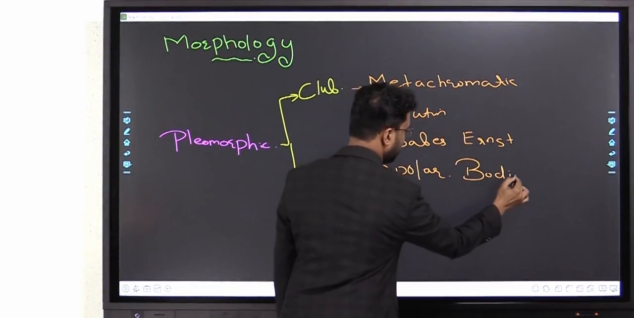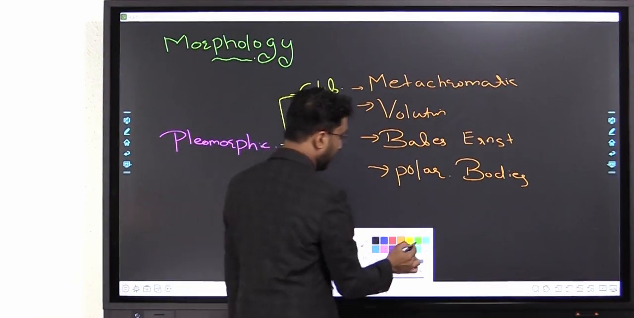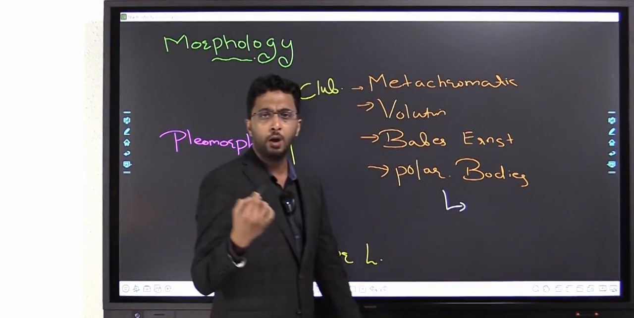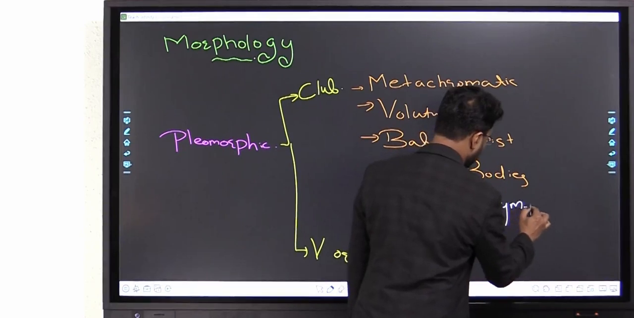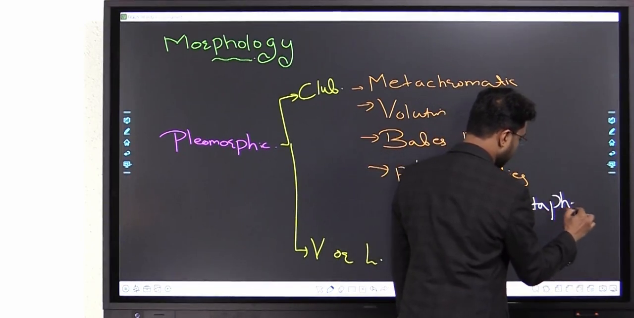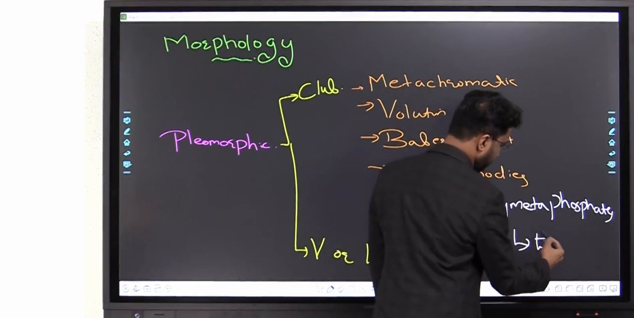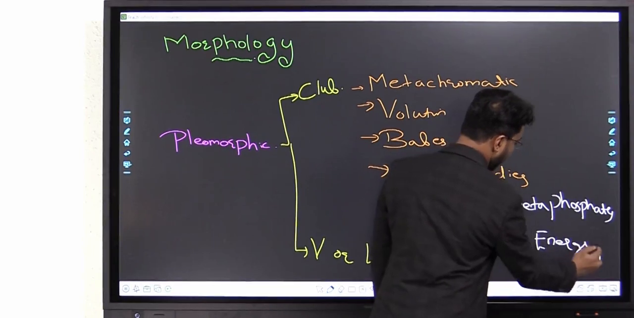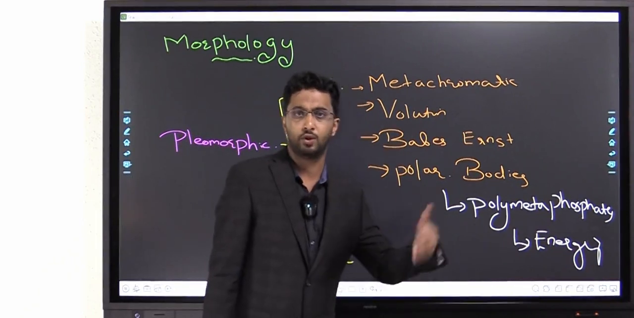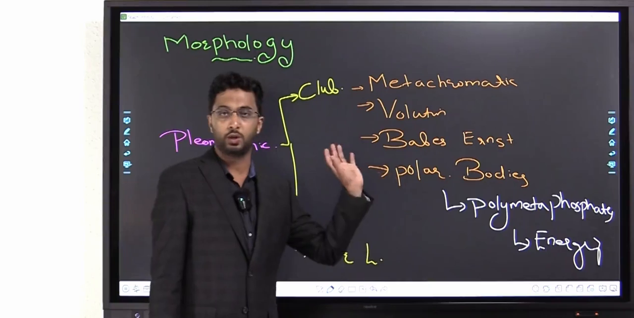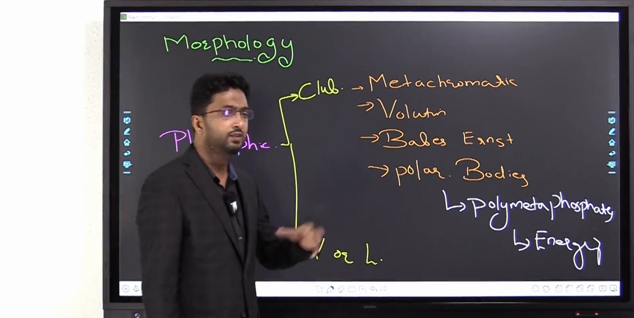What is the role of this basically? It's a very important identifying feature, and it contains polymetaphosphates, which are an energy storage. Like we store glycogen, they store polymetaphosphates for energy. We convert glycogen to glucose. Similarly, they store polymetaphosphates in these granules: metachromatic, volutin, Babes-Ernst, and polar bodies. It in itself is an MCQ.